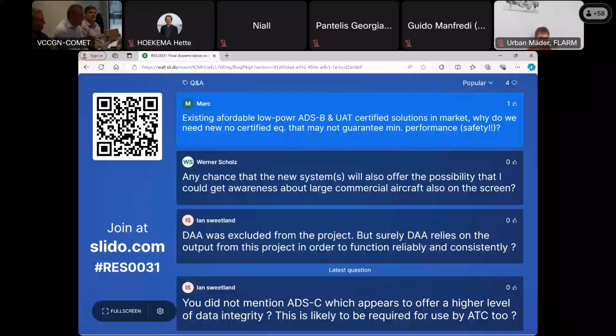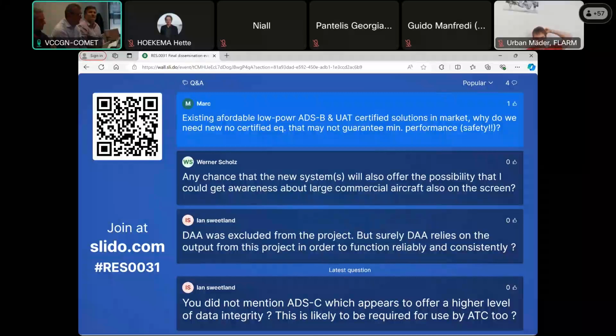Question from Mark. Existing affordable low power ADS-B and UAT certified solutions are on the market. Why do we need new non-certified ones, for example, that may not guarantee minimum performance and safety? That's a good point. Maybe you start.